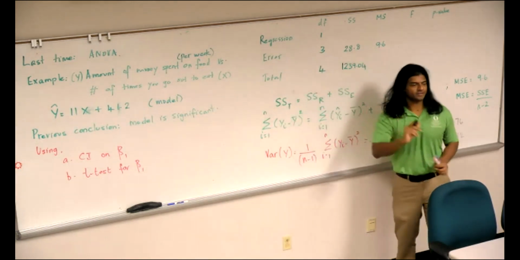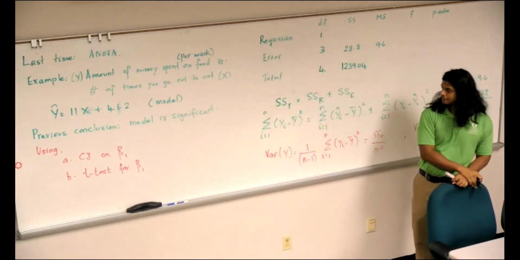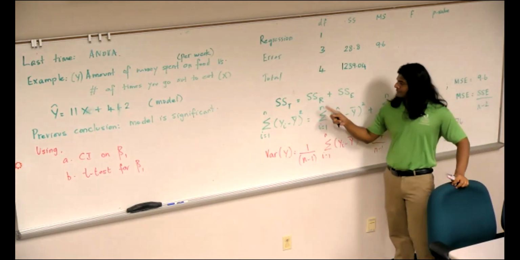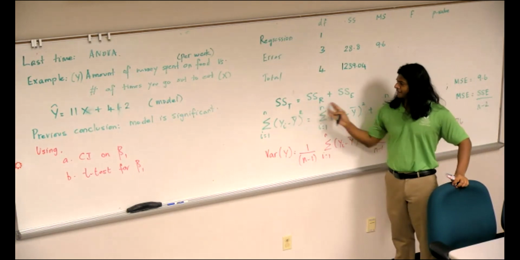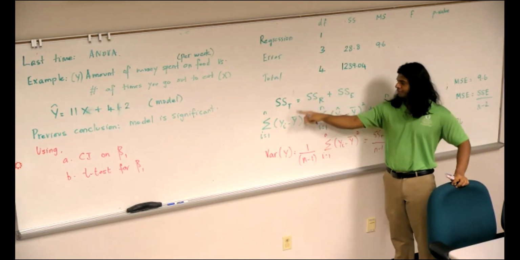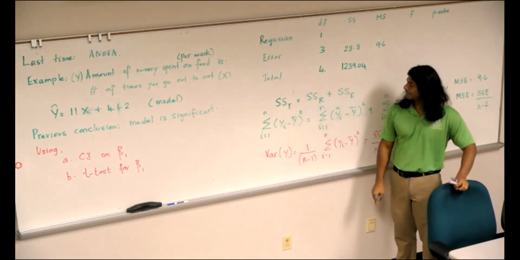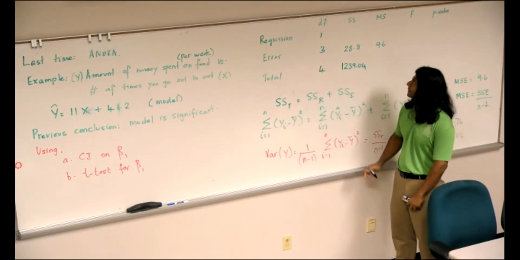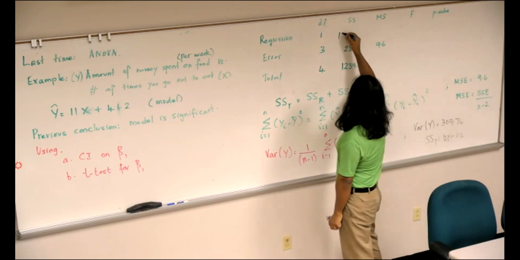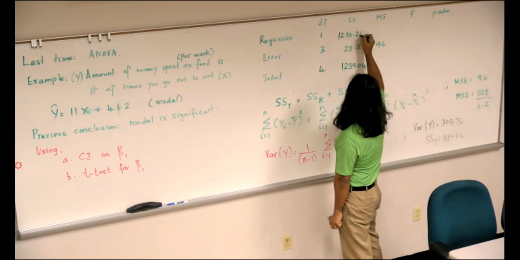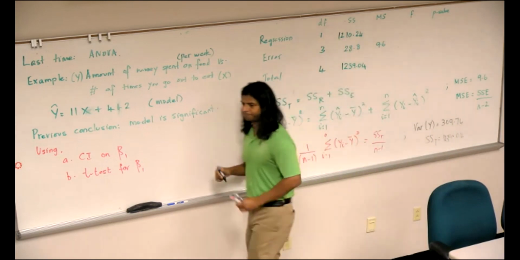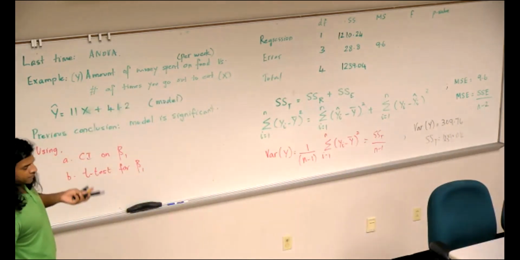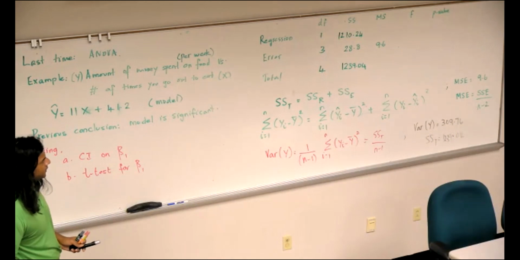1210.24. How did you get that, Jim? Subtracted SSE from SST. So all you have to do is move SSE to the other side. You'll get this. So 1210. Add those two, you will get 1239.04.